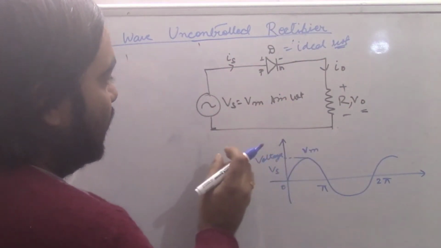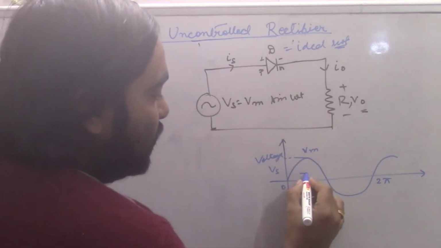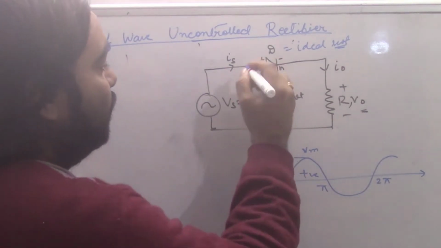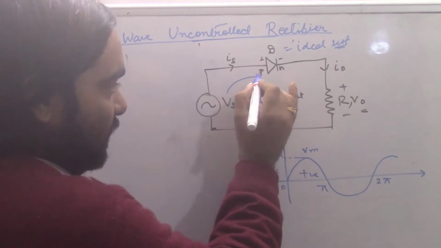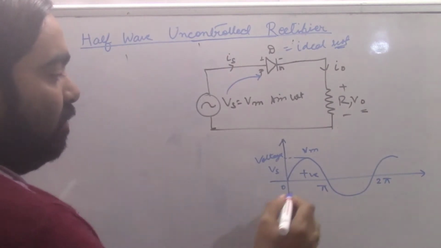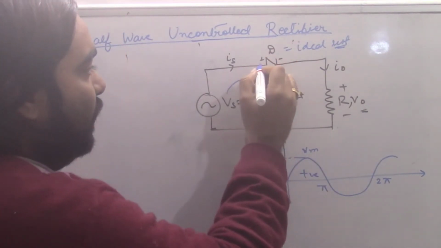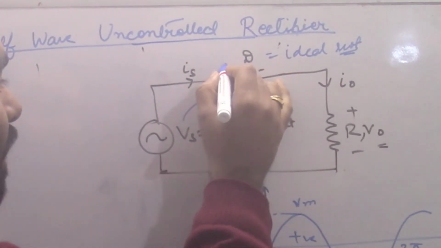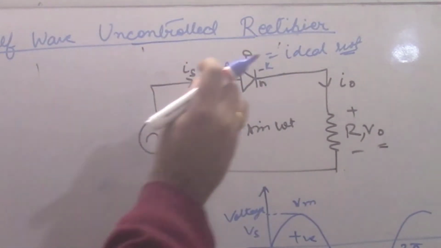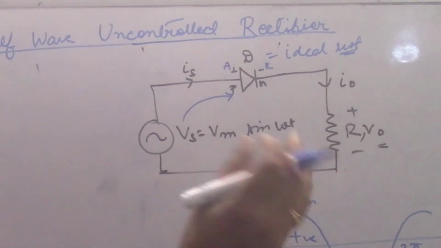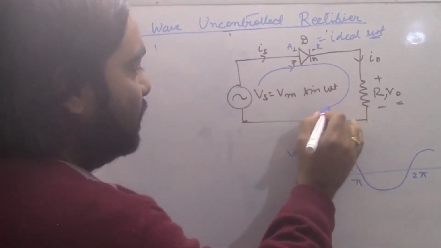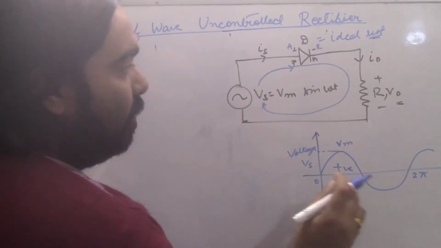Next, when we are supplying the positive half, Vs is positive, so the current will start flowing like this and come to this point, which is a forward bias point for the positive half, 0 to pi. When the anode voltage is greater than the cathode voltage, the diode is in forward bias condition, we know that. After that, the current will flow like this for 0 to pi.